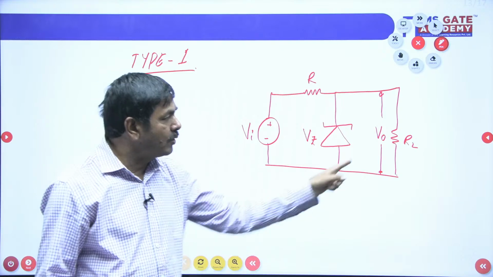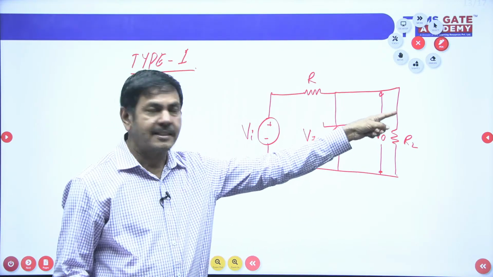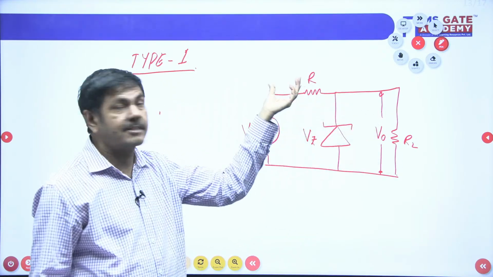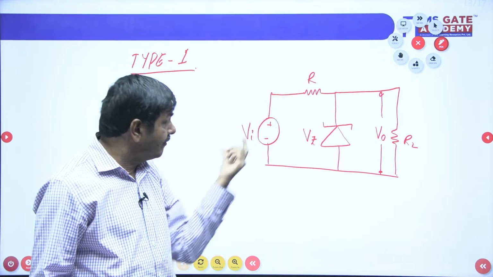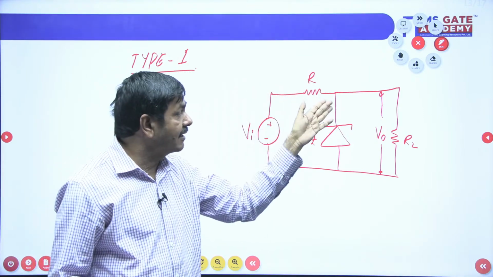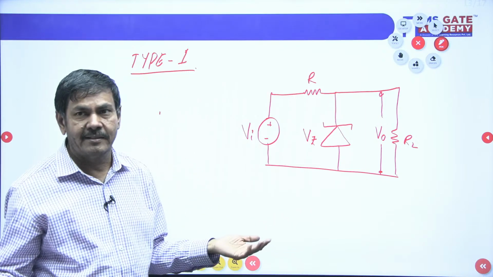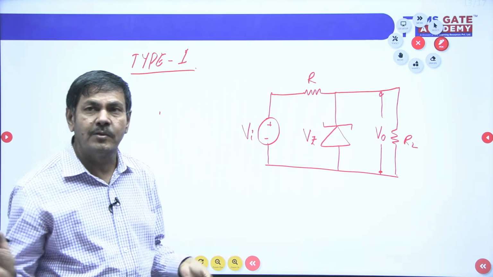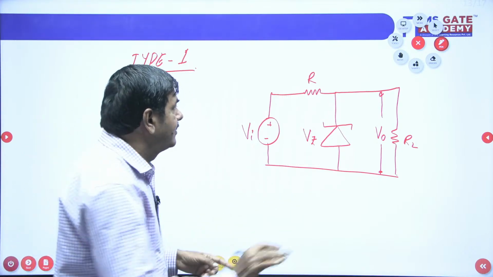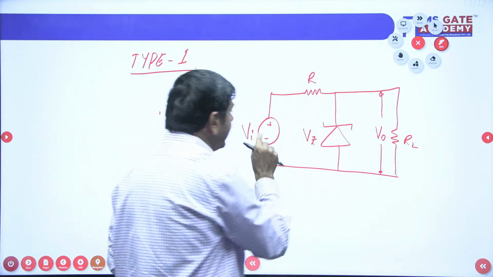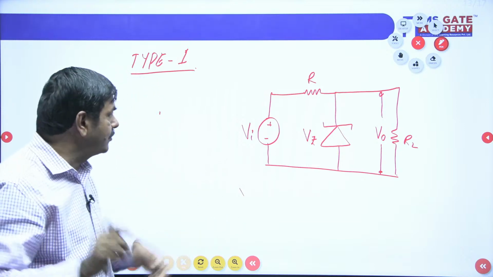Type 2 means the load is variable. Type 3, RL is constant and R is variable. Type 4, VI is variable, R constant, RL constant. Like that, 4 models of circuits you can find. If you follow those 4 models, you can do any question. First, R, RL, VI are fixed. All are fixed values.